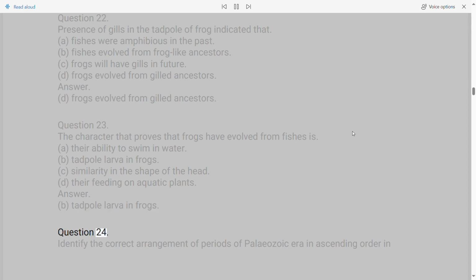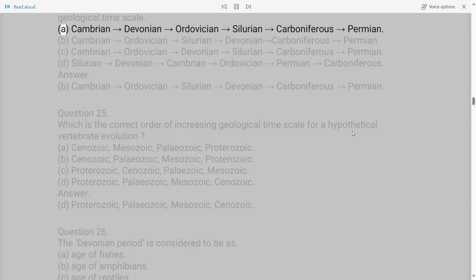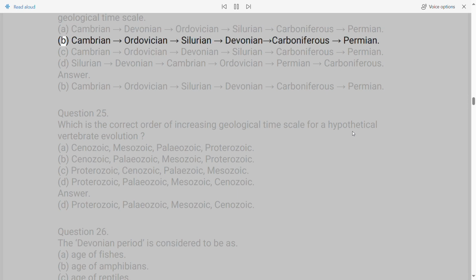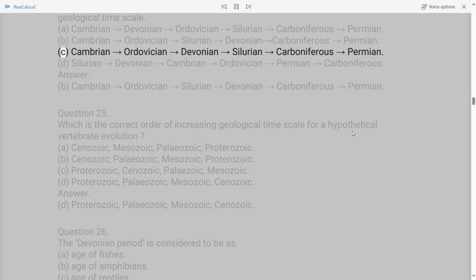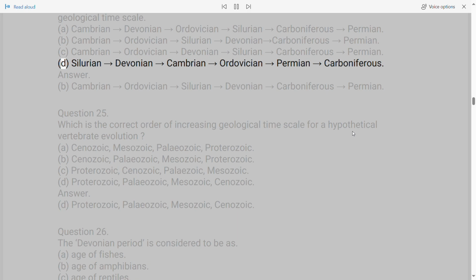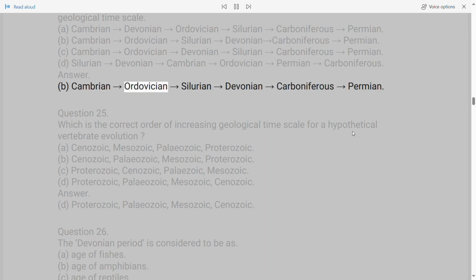Question 24. Identify the correct arrangement of periods of Paleozoic era in ascending order in geological time scale. A. Cambrian, Devonian, Ordovician, Silurian, Carboniferous, Permian. B. Cambrian, Ordovician, Silurian, Devonian, Carboniferous, Permian. C. Cambrian, Ordovician, Devonian, Silurian, Carboniferous, Permian. D. Silurian, Devonian, Cambrian, Ordovician, Permian, Carboniferous. Answer. B. Cambrian, Ordovician, Silurian, Devonian, Carboniferous, Permian.